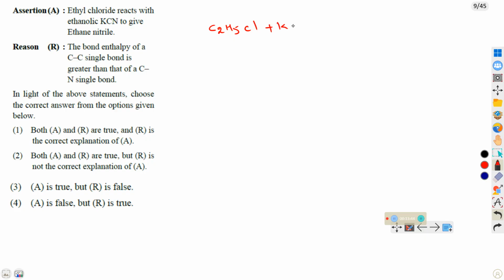Reacts with KCN, then it gives C2H5CN. Name of this compound is propane nitrile. So based on that, first statement wrong. The bond enthalpy of a C–C single bond is greater than that of C–N single bond. Correct. A false, R true.